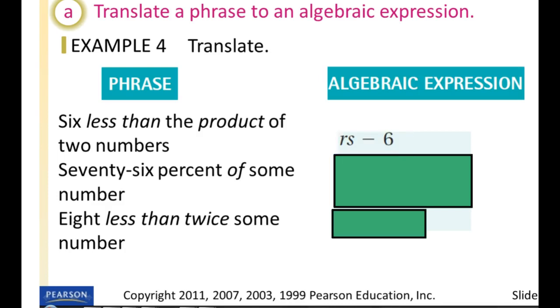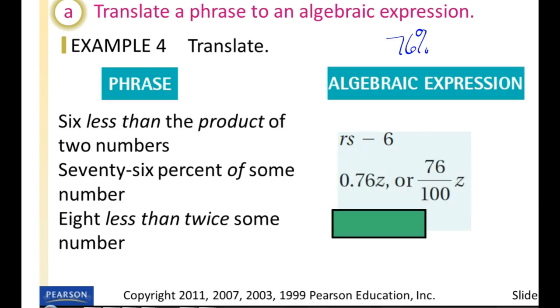Tell me if you got something like this. You needed the product of two numbers, so the product is r times s. 76% means you're going to probably convert that. Don't write 76% as 76%. We'll change that instead to a decimal. So 76% of means to multiply. Hopefully you had something like this. Feel comfortable with both methods.